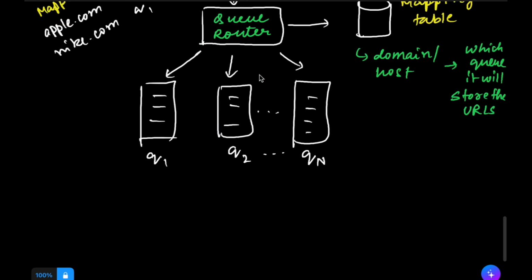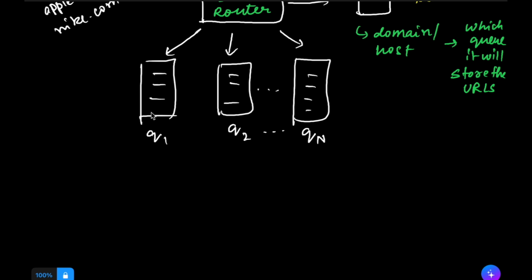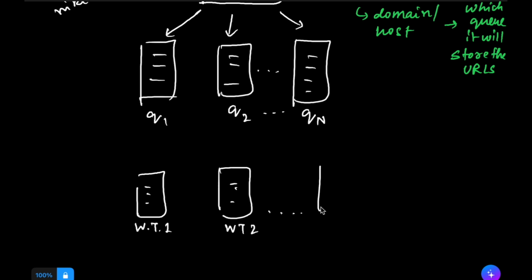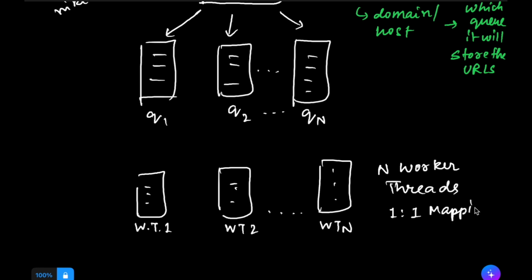After this input URL has been mapped to the queue, how do we read or download those? For that we have worker threads. Let's say worker thread 1, worker thread 2, and like that we have n worker threads. These worker threads have a 1:1 mapping with the queues. Only one particular worker thread will interact with only one queue. For example, worker thread 1 handles the requests of q2, so it won't handle the requests of q1 or any other queue. Any request coming from q2 will be handled by worker thread 1.